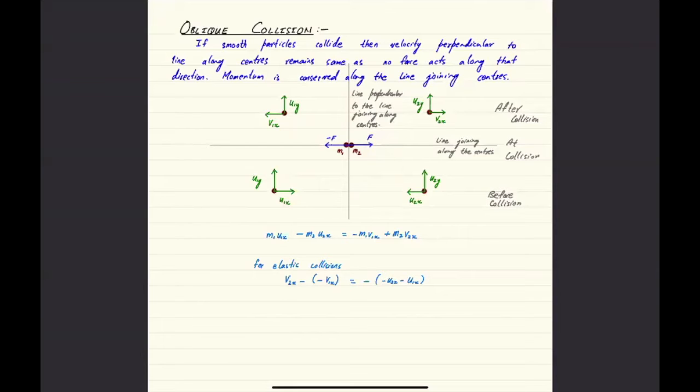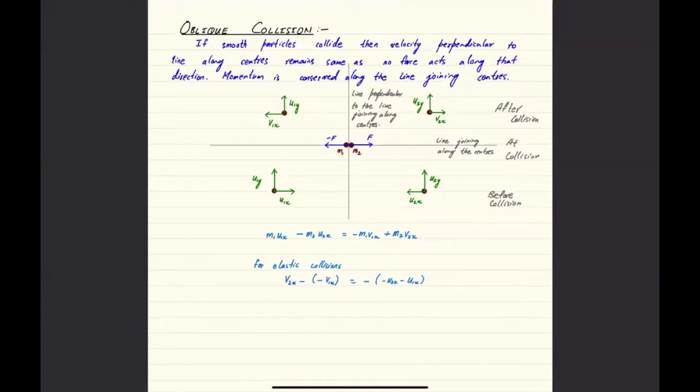velocities would remain the same. So the initial vertical velocity of m1 is the same as the final vertical velocity of m1. Initial vertical velocity of m2 is the same as its final vertical velocity. So you have to resolve them for oblique collision, and you have to recognize that their vertical velocity will remain unchanged. That's because the only force that acts is a contact force, and that acts only right and left.